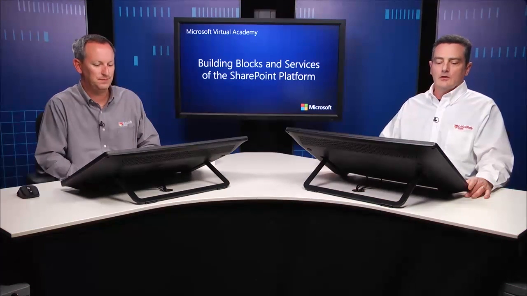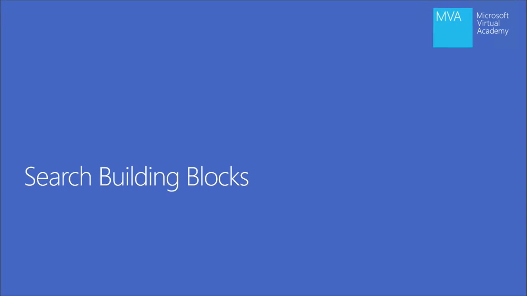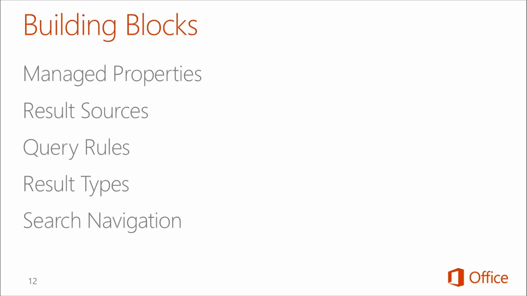All right, great. So with our feet kind of under us now, let's go ahead and talk a little bit about the building blocks that we have available to us as application developers within Search. Here's the list that we're going to be talking about. When I talk about the building blocks, I'm talking about these 5 things: managed properties, result sources, query rules, result types, and search navigation. And we're going to spend a little bit of time on each one of these so they're clear to everybody what they are and ultimately how we can use them.